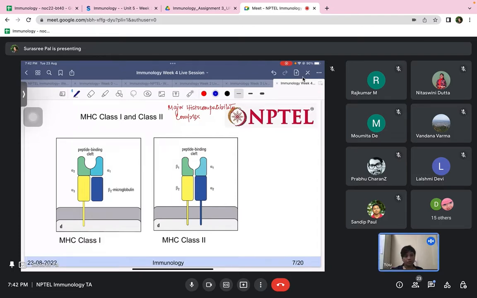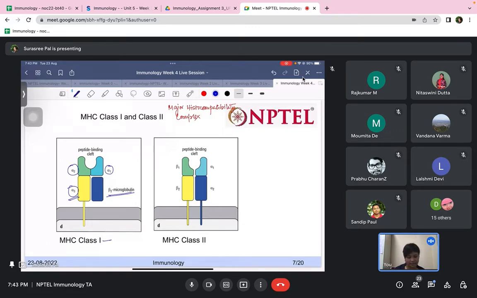Now moving on to the several classes of MHC molecules. If we look at the structure of the MHC molecules, MHC class 1 and class 2 have very similar structures but slightly different. Here you can see that in MHC class 1, there are two chains. One is the alpha chain, which comprises three segments, alpha 1, 2 and alpha 3, and the other chain is beta 2 microglobulin. In MHC class 1, the alpha 3 chain is bound to the cell membrane, so it has the transmembrane region.